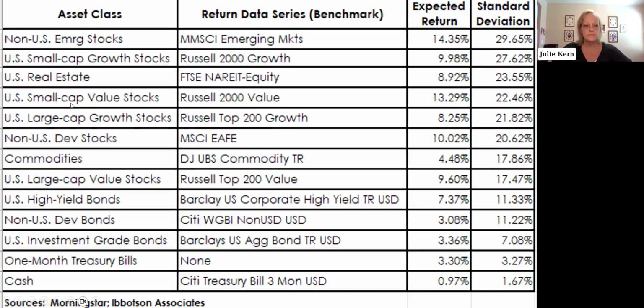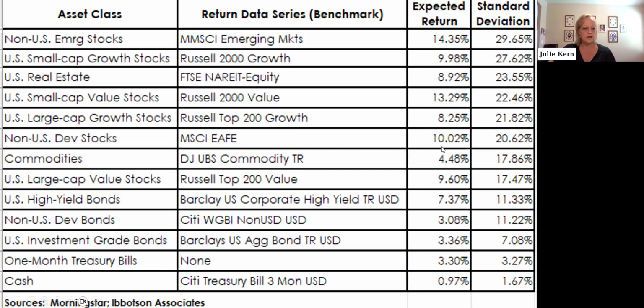A value stock is a company that is basically a mature dividend paying company. So you can see that small value has a higher expected return for its standard deviation than either small cap growth or real estate. So this is one of the areas in our portfolios where we add a little bit of extra emphasis because of that. And then again, the large cap growth is a little bit lower for its standard deviation. So that's an area that we actually minimize a little bit.